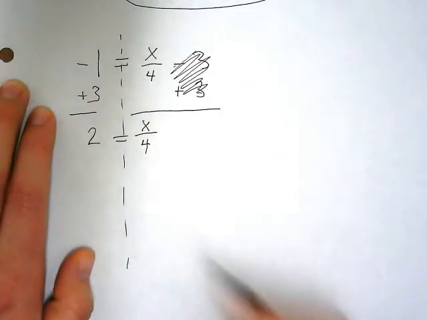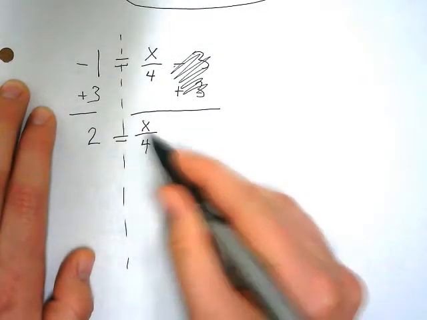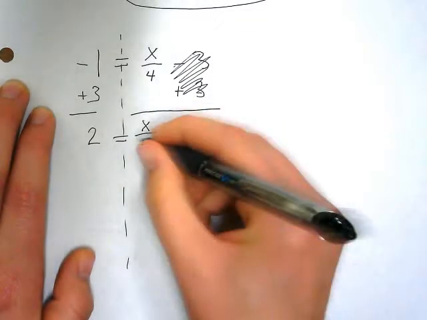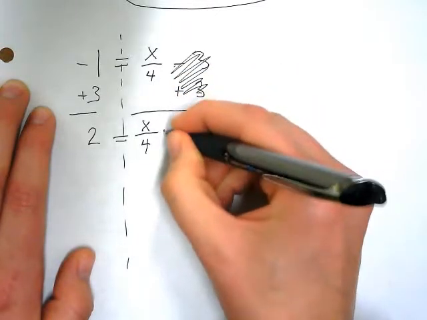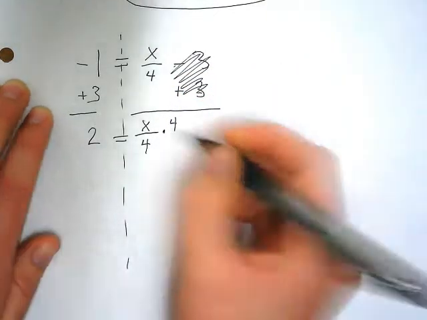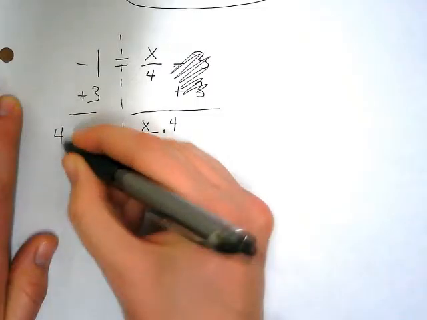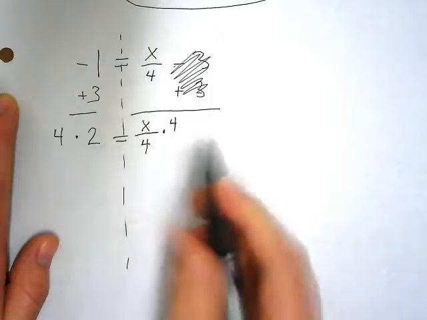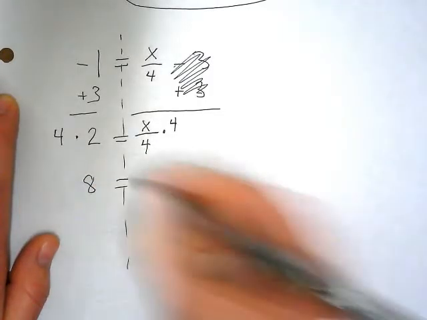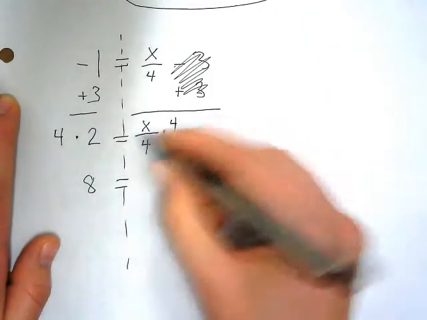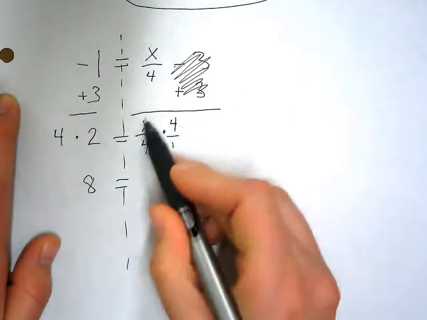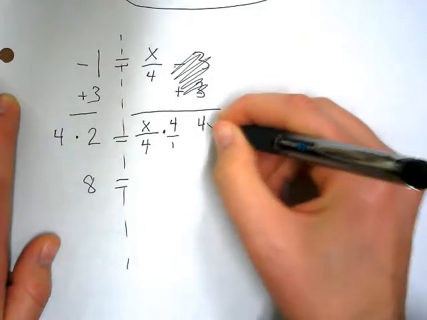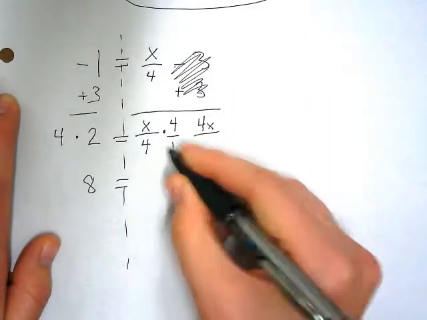Now I want to get rid of this divide by 4. This is x divided by 4. To get rid of the divided by 4, I'm going to multiply this side times 4 and the other side times 4. 4 times 2 equals 8. On this side, I can act like I'm multiplying two fractions here. X times 4 is just x times 4, or 4 times x, over 4 times 1 is 4.